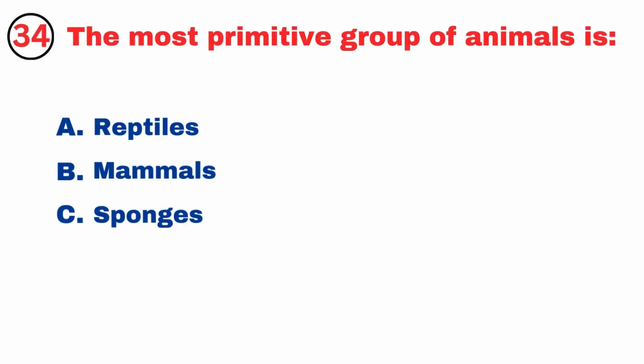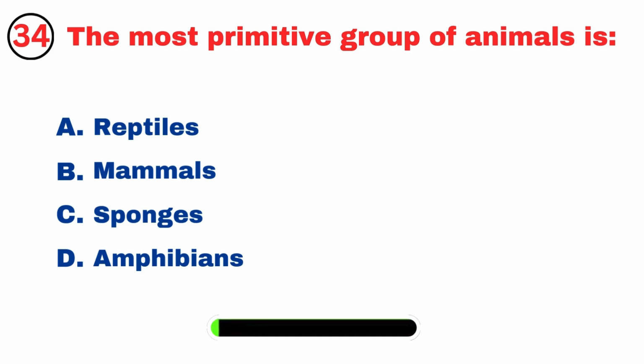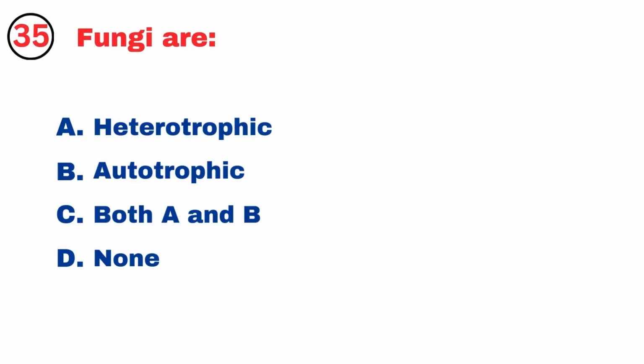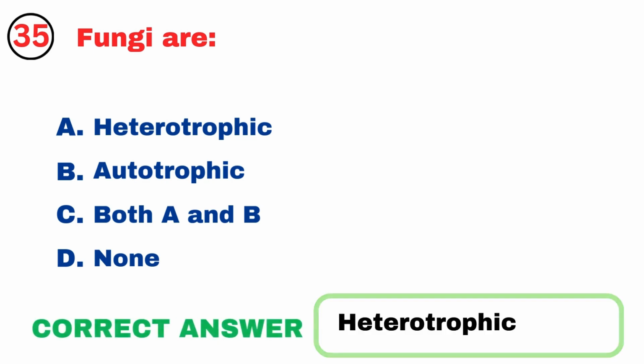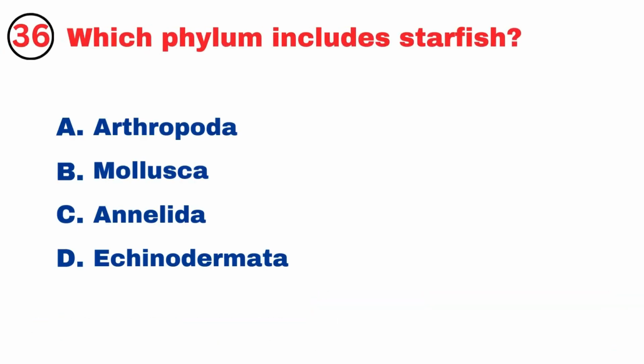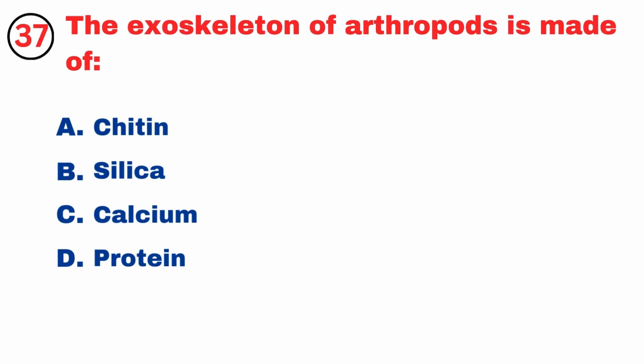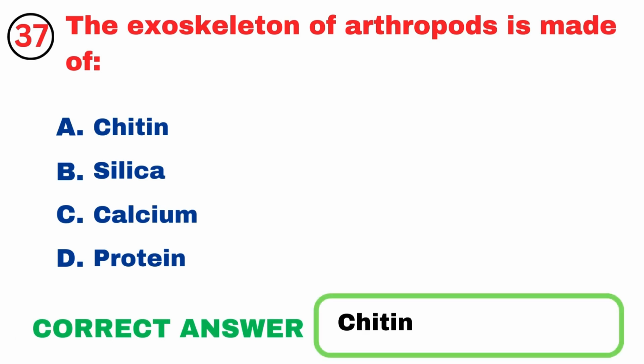The most primitive group of animals is sponges. Fungi are heterotrophic. Which phylum includes starfish? Echinodermata. The exoskeleton of arthropods is made of chitin.